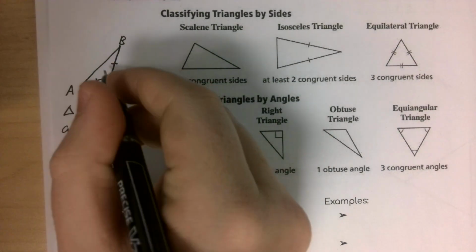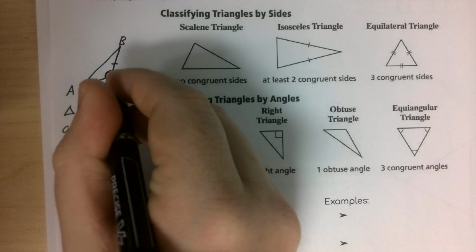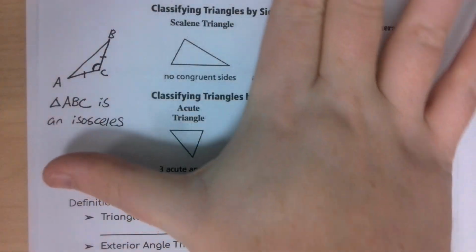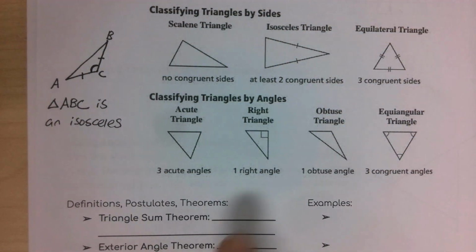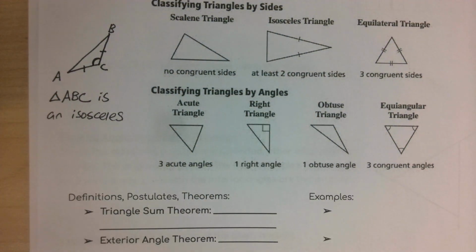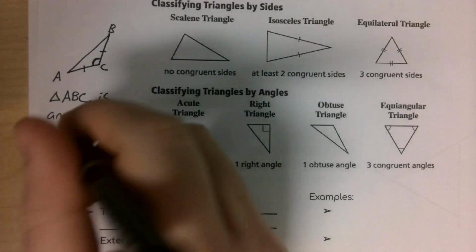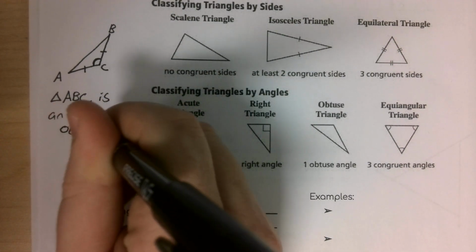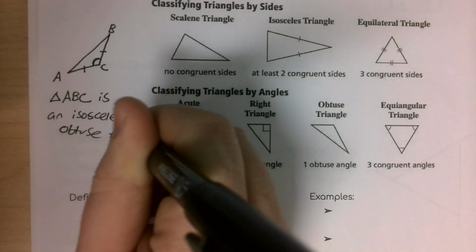In this case, we do have this angle here that looks to be more than 90 degrees. Remember, a 90-degree angle is like a perfect corner, a perfect L shape. It's like right here. Because this one is an obtuse angle, we would say that ABC is an isosceles obtuse triangle.